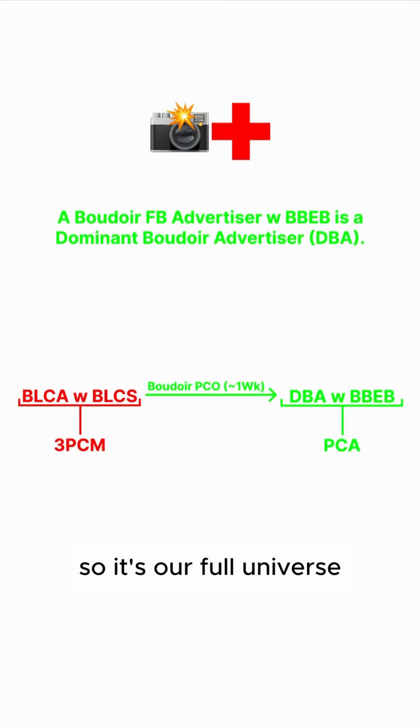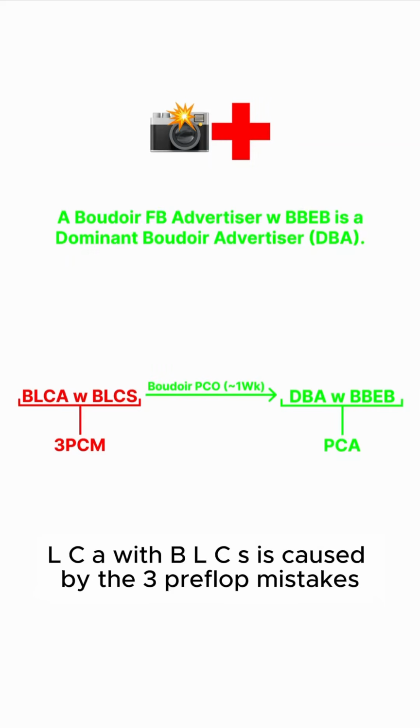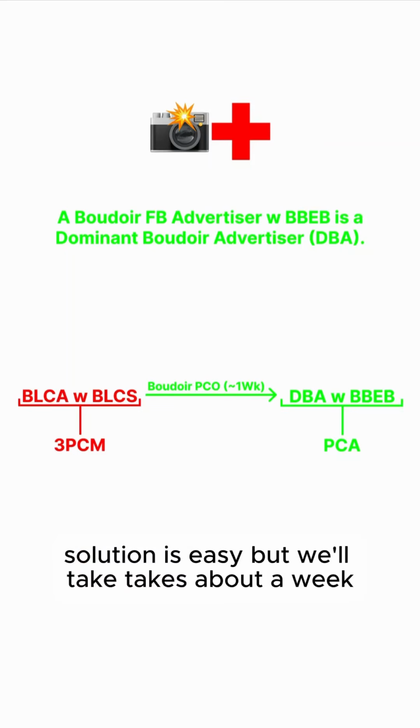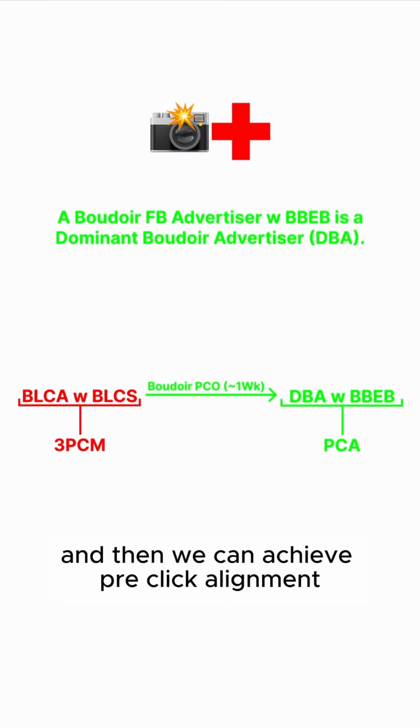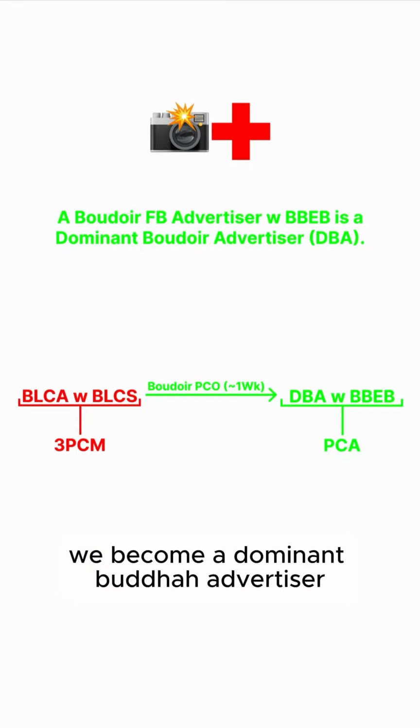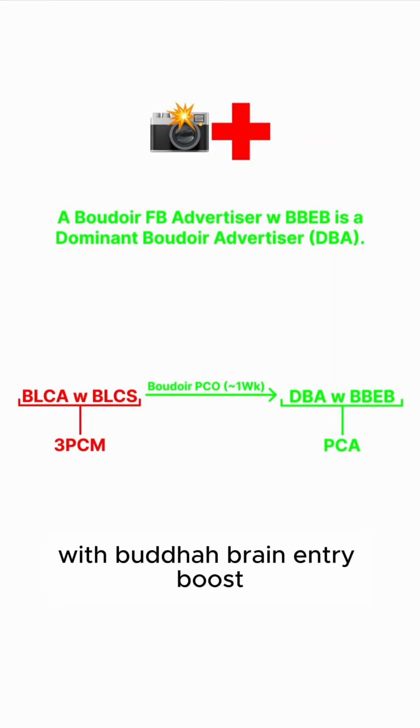So this is our full universe, a BLCS universe here. A BLCA with BLCS is caused by the 3 pre-click mistakes. The solution is easy. Boudoir Pico takes about a week, and then we can achieve pre-click alignment, and we become a dominant Boudoir advertiser with Boudoir brain entry boost.